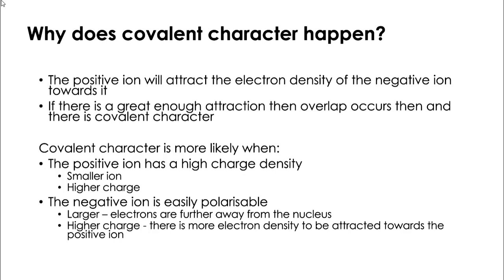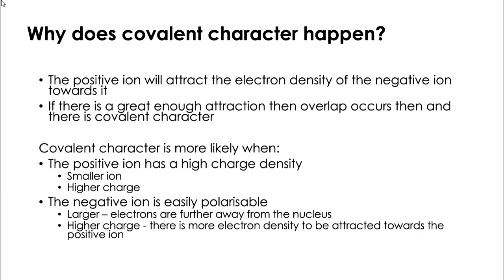So if you think about your positive and your negative ion, the positive ion is going to attract that electron density on the negative ion towards it. And if there's a great enough attraction, then you're going to get some overlap, because if it's really attracting that electron density, that electron cloud is going to come towards the positive ion, and you might get a bit of overlap there. And if you get a bit of overlap, then that's going to be covalent. So we don't call it a covalent bond because it's covalent character. It's still ionic bonding, it's just you've got a bit of covalent there.